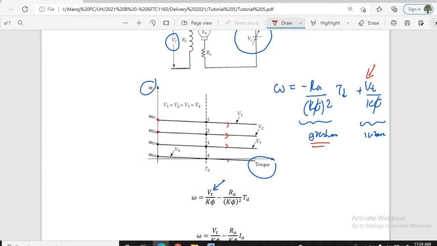Here omega 01, omega 02, omega 03, omega 04 are the no load speeds. If we consider constant Td, you can see how the operating points 1, 2, 3, 4 are changing. At V4, the motor is holding, that means it is not moving, the speed is equal to 0. Here these voltages are increasing. Let's say V1 is our rated value, the maximum voltage that we can supply to the armature, then V2, V3, V4 are lesser than that.